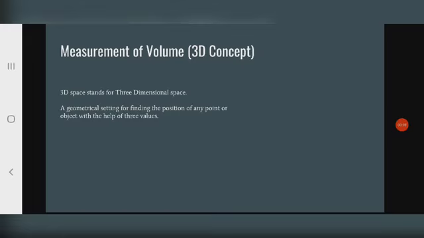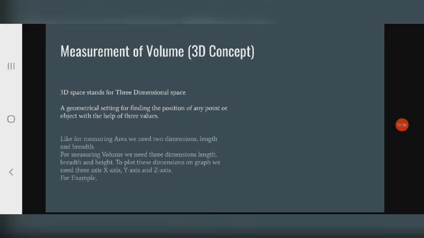What is 3D? 3D space stands for three-dimensional space. So what is a three-dimensional space? It is a geometrical setting for finding the position of any point or object with the help of three values. So if we have three values, we will be able to find the position of any object in the 3D space.